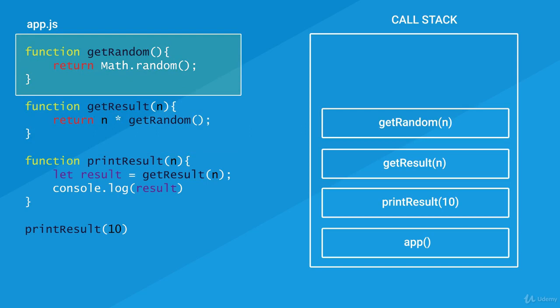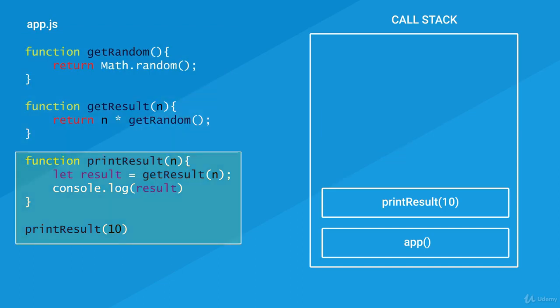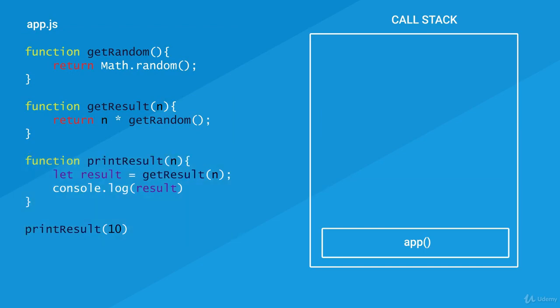Now, get random is the last piece of the chain. So when it's done, it's going to return back to get result. Get result is going to go back to print result, and then print result is the first one. So it's going to do the console log for the number, and it's going to exit. And then the application is done, and our call stack, our timeline, it's done. So this is what's happening on this.